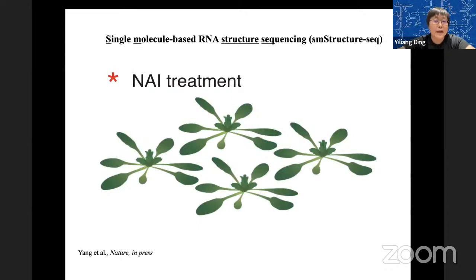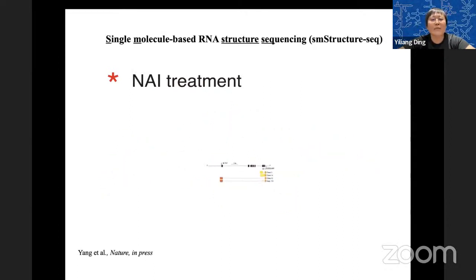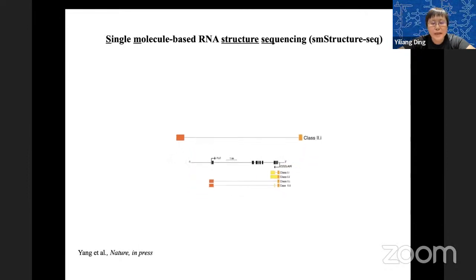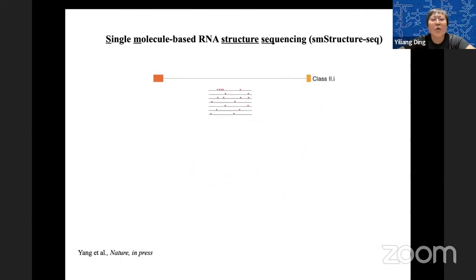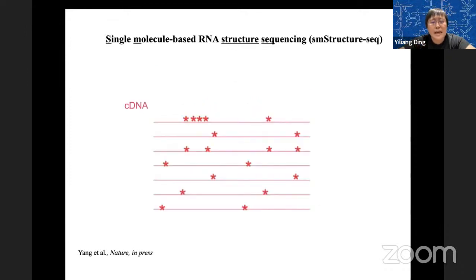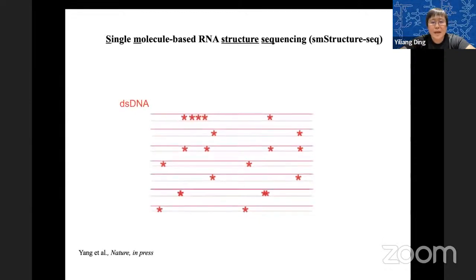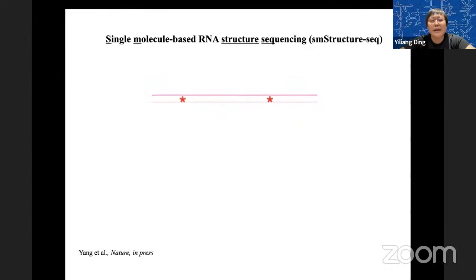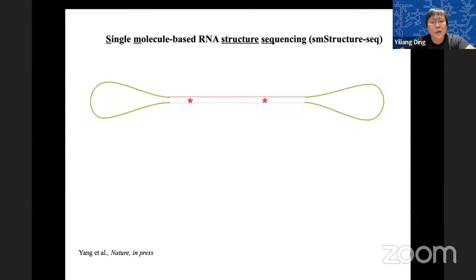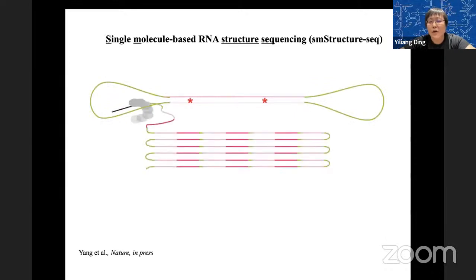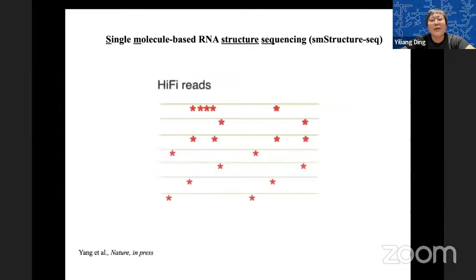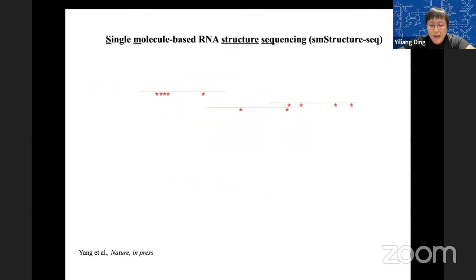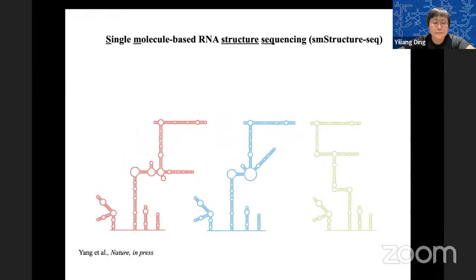So we treat the plant with a chemical treatment, and we can obtain all four isoforms of COOLAIR. Then I'll just focus on one isoform. All the RNA molecules that have a chemical modification generate a mutation profile in single-strand cDNA, which then generates double-strand DNA. Later, we ligate this double-strand DNA to a dumbbell adapter and load it into the PacBio system, and perform PacBio sequencing for every single molecule. After that, we generate high-fidelity reads of the mutation profile of every single molecule, representative of every single RNA structure conformation.